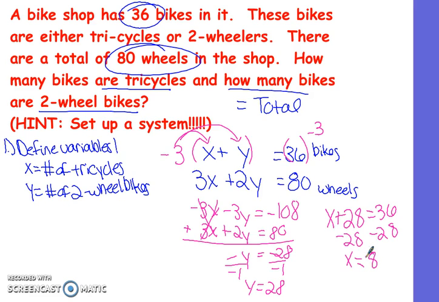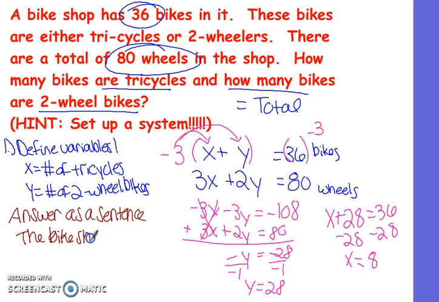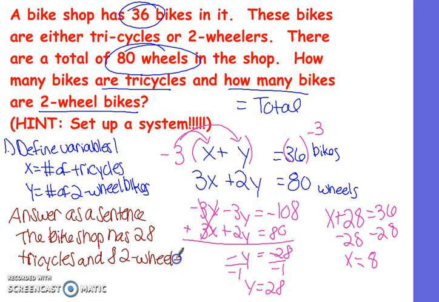You're not done yet because I want your answer as a sentence. So answer as a sentence. So I am going to say that the bike shop has 28 tricycles and 8 two-wheelers. And that is your answer.